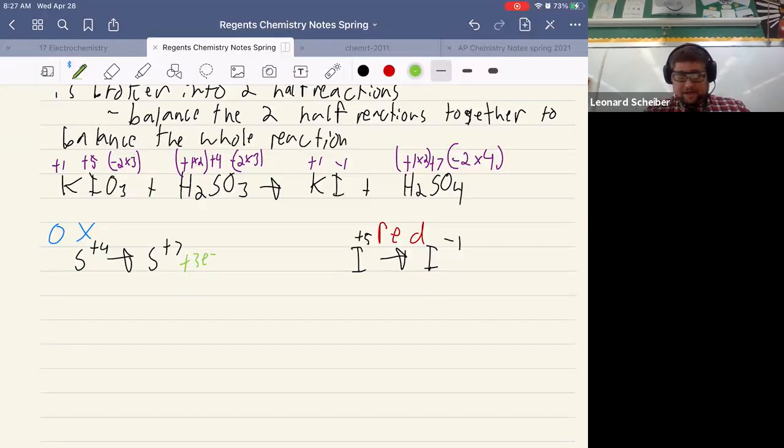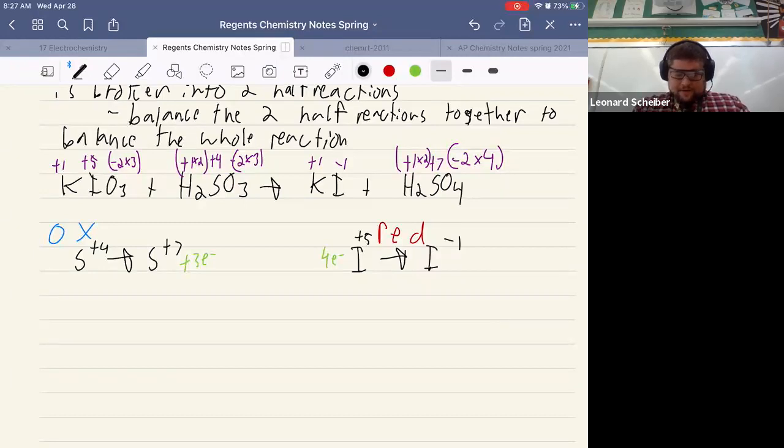Now on the reduction side, got to make sure that we're always adding to the other half of the half reaction. In the oxidation side, we're always adding to the products. On the reduction half reaction, we're always adding to the reactants. And that works because there's a negative there, there's positive there. So we need to add 4 electrons there. Right? So right now we have our two balanced half reactions.